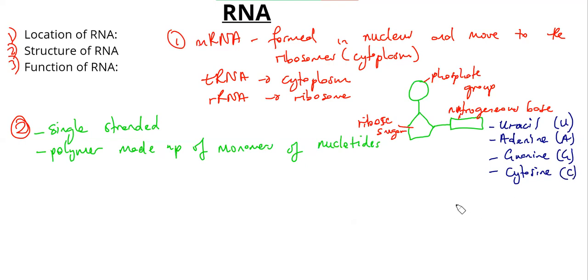Now, we need to understand that we have replaced the thymine with uracil. So in the RNA, there is no thymine, there is uracil. That's what you need to understand. Then let's look at number 3. Number 3, we need to know the functioning.